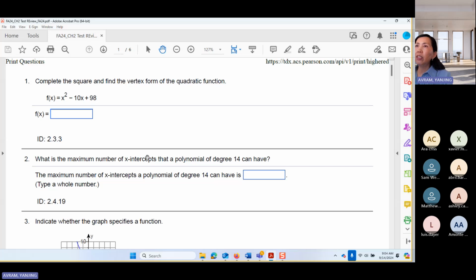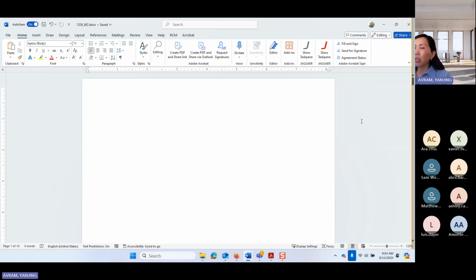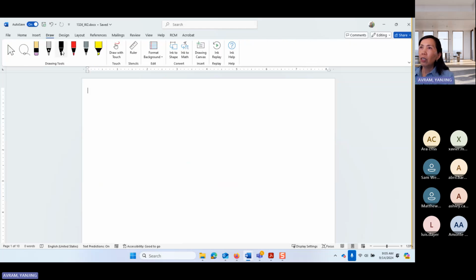So this chapter is about all the quadratics. All right, so let me give you a very quick review of the quadratic before we start doing the questions. The standard format for the quadratic is ax squared plus bx plus c equal to 0, right?